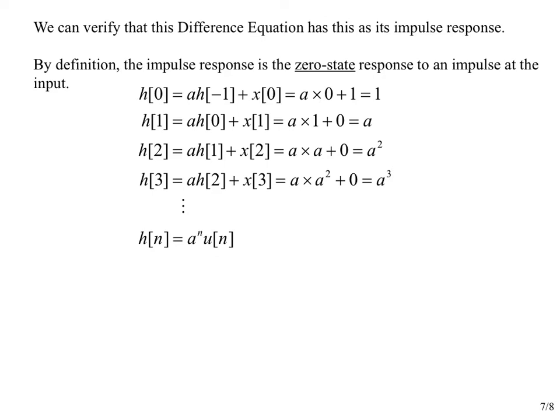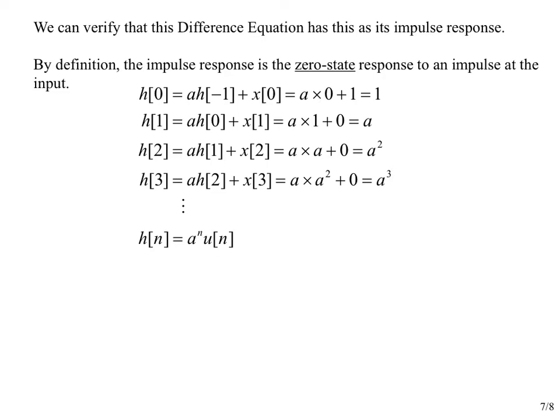But we can also just say, hey, we have a difference equation that describes this linear time invariant system. We can literally find the impulse response. Put in a delta function. Put in delta of n and see what comes out.